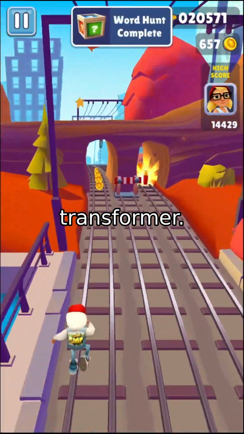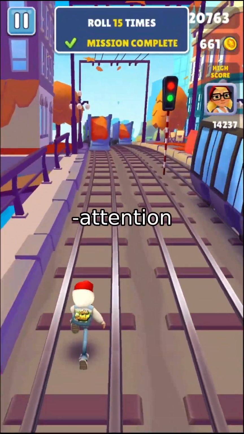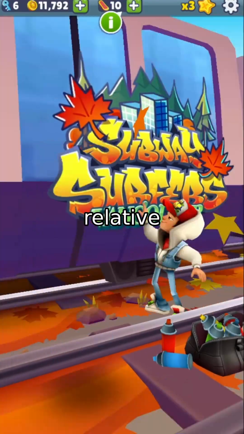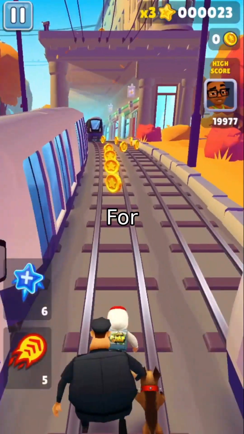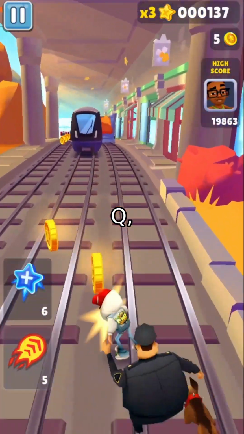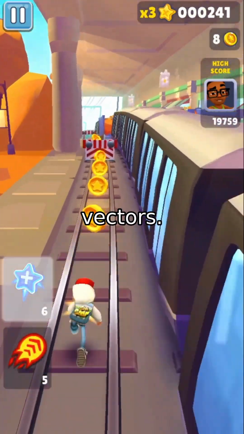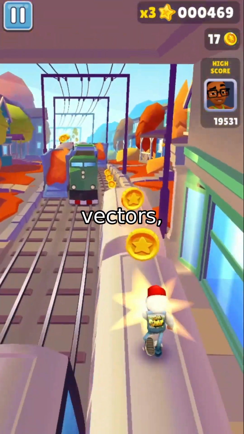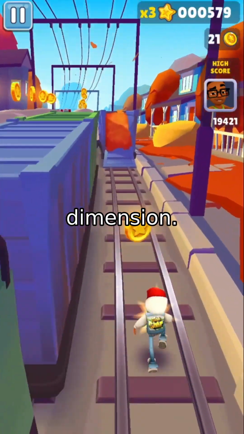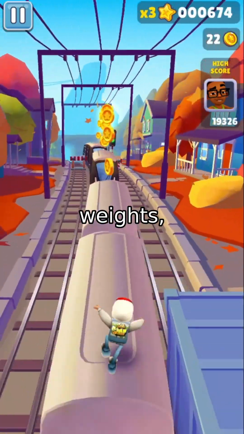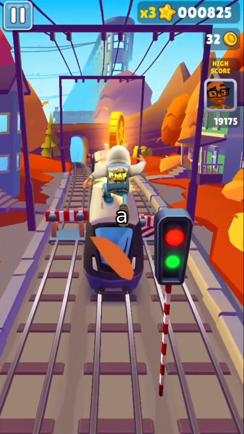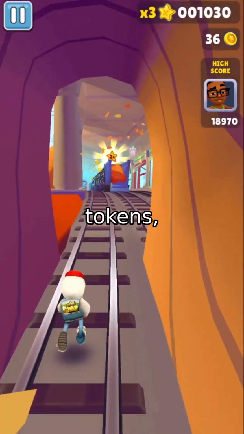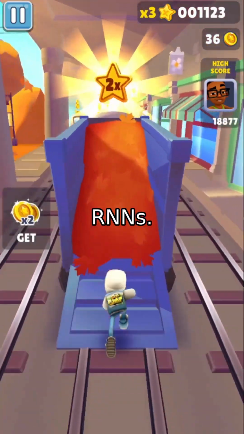Enter the transformer. Its defining feature is the self-attention mechanism, which allows the model to weigh the significance of every word in a sentence relative to others. Here's the math. For a sequence of tokens, the model computes query Q, key K, and value V vectors. The attention score between two tokens is the dot product of their Q and K vectors, scaled by the square root of the key dimension. This produces a matrix of weights, which are then applied to the V vectors to generate a context-aware representation. This process happens in parallel across all tokens, eliminating the sequential processing of RNNs.